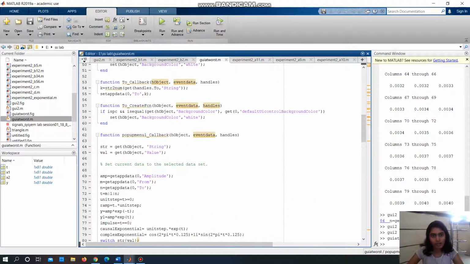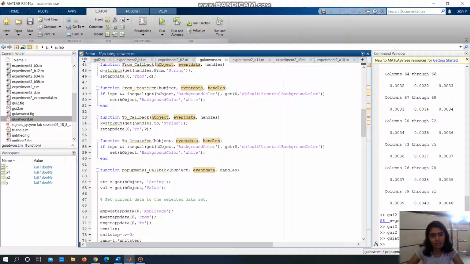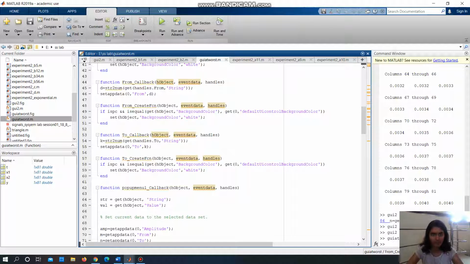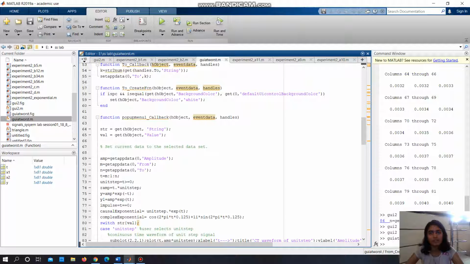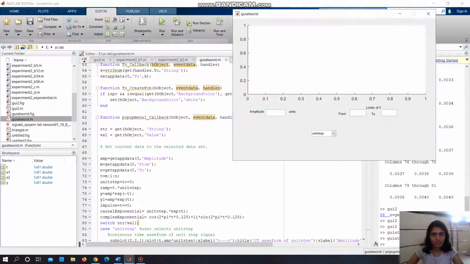Actually, I have used function callback. I have given the tags for the different text boxes, and so I am able to access the data that is given in these text boxes. str and val can be used for specifying what string we have selected in the pop-up menu. In this manner, we can create a GUI.